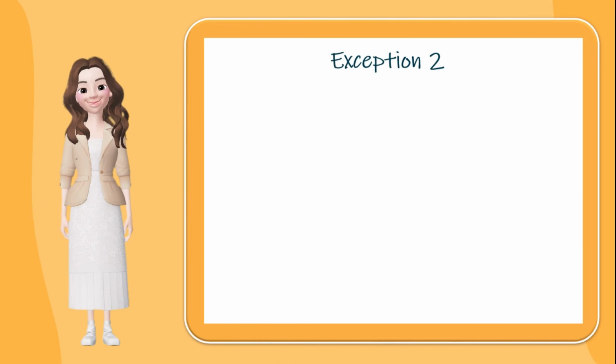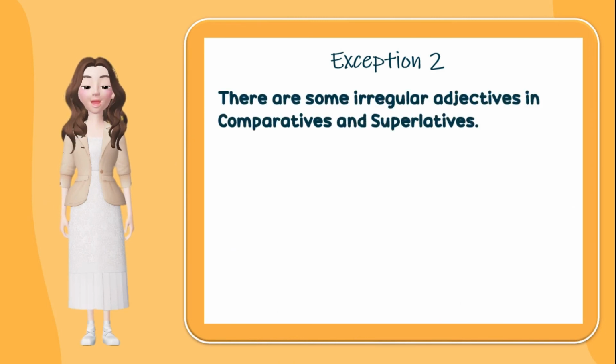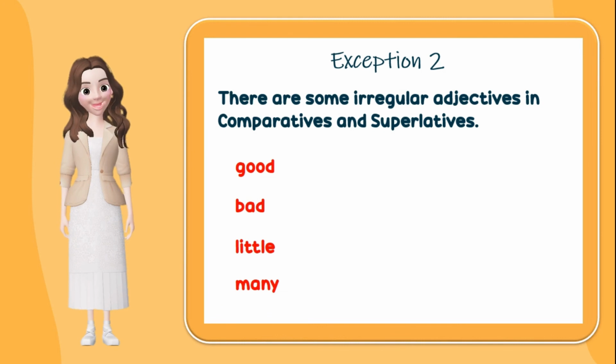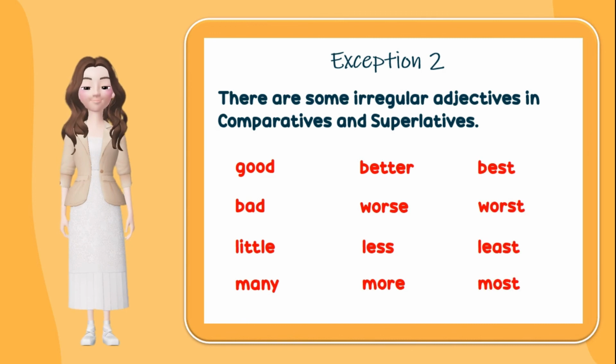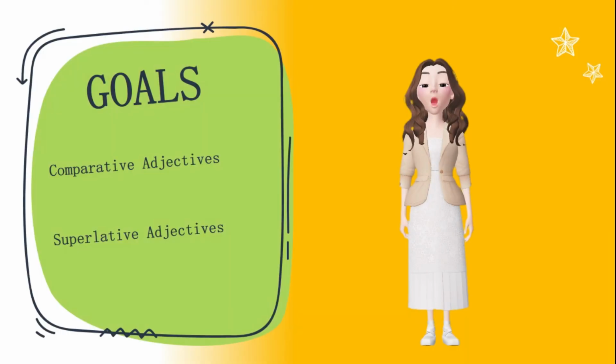The second exception is that there are some irregular adjectives that change with comparative and superlative. Here are four irregular adjectives: good, bad, little, many. Then we have the comparative form and the superlative form.